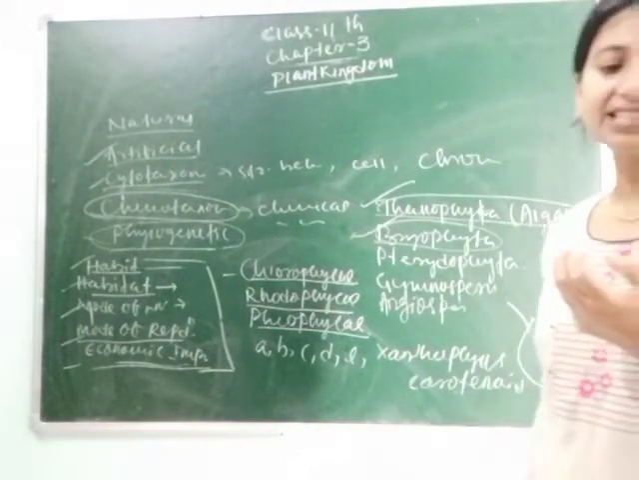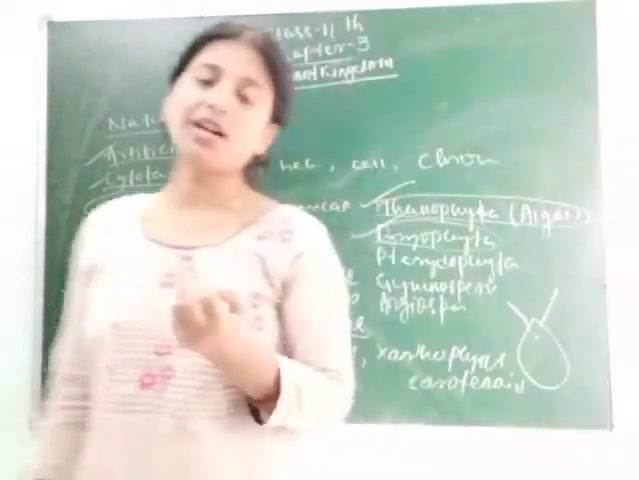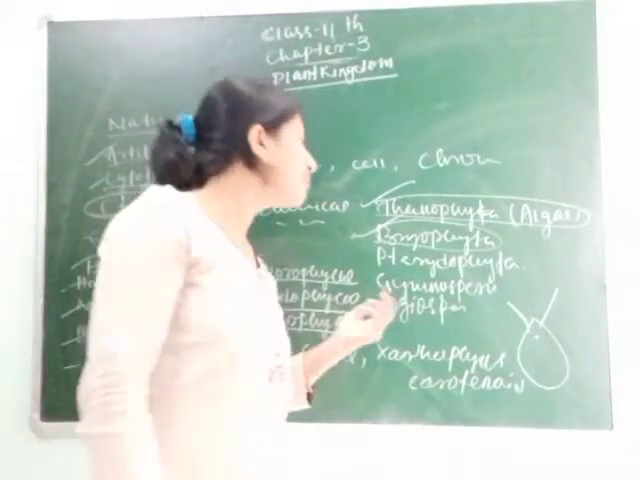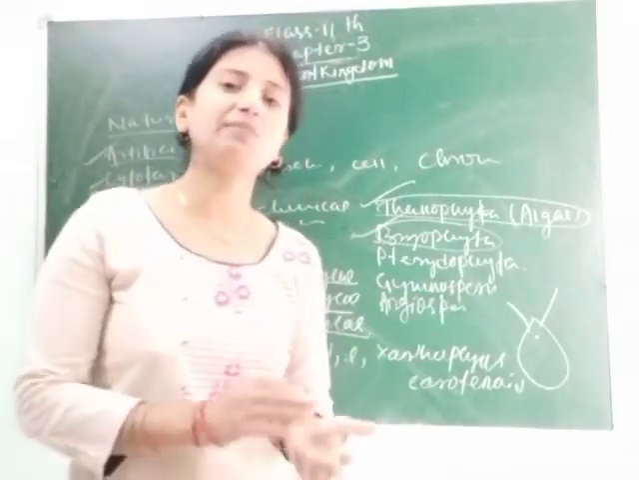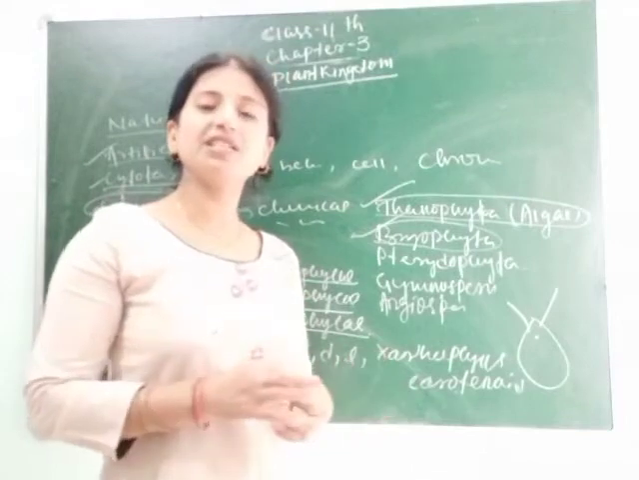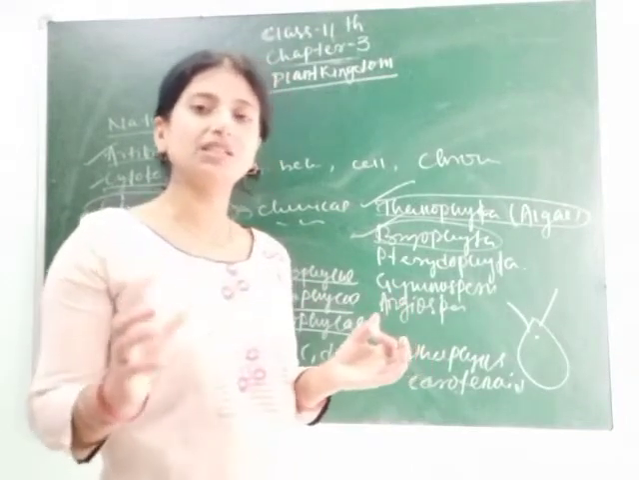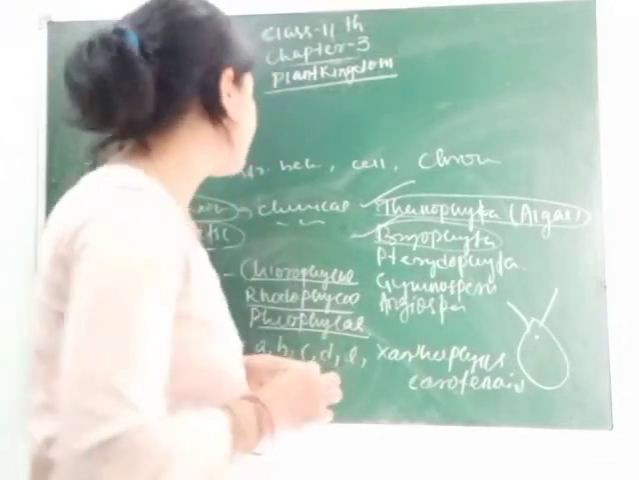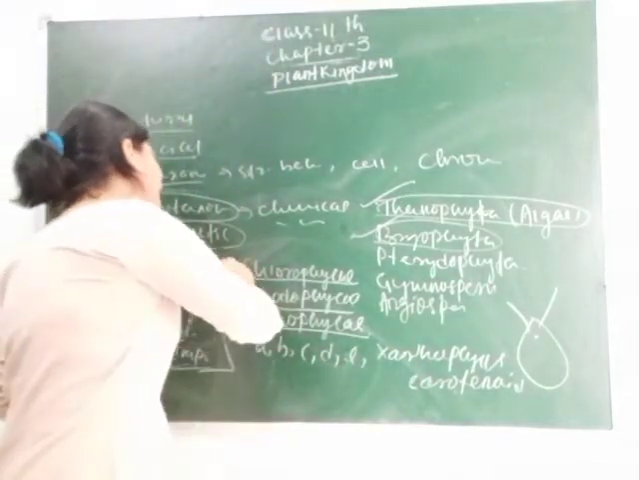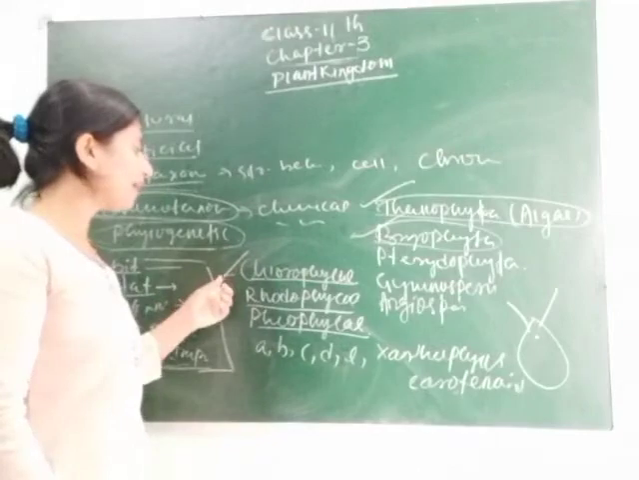And their habitat is fresh water, brackish water, or they can survive in marine water. Fresh water means like in ponds or rivers. Brackish water means constant water where no movement of water occurs, and also marine water. So you can write these points about chlorophyceae.